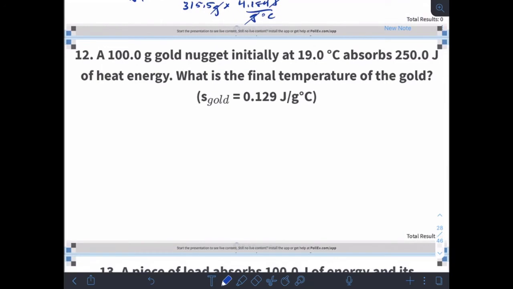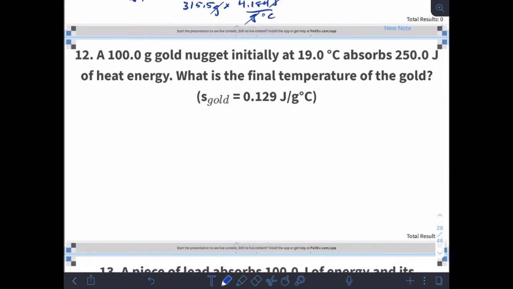All right, so a 100-gram gold nugget initially at 19 degrees Celsius absorbs 250 joules of heat energy. What is the final temperature of the gold? Now, like I was just saying in the previous problem, let's analyze some of the information that we have. A gold nugget at 19 degrees Celsius absorbs some heat energy. So if we're pumping heat into that gold nugget, the final temperature should come out higher, right? We're warming the nugget up.